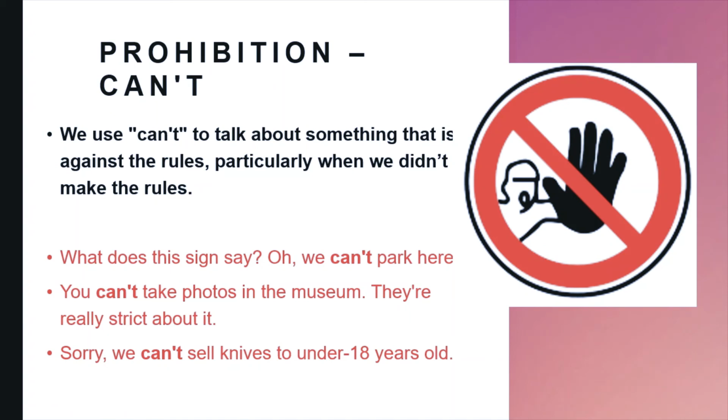We use can to talk about something that is against the rule, particularly when we didn't make the rules. For example, what does this sign say? Oh, we can't park here. Or you can't take photos at the museum. They're strictly prohibited. Or you can say, sorry, we can't sell knives under 18 years old. Take note that the prohibition comes from a certain rule.